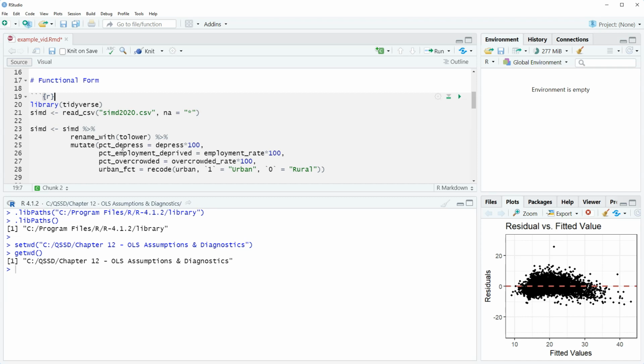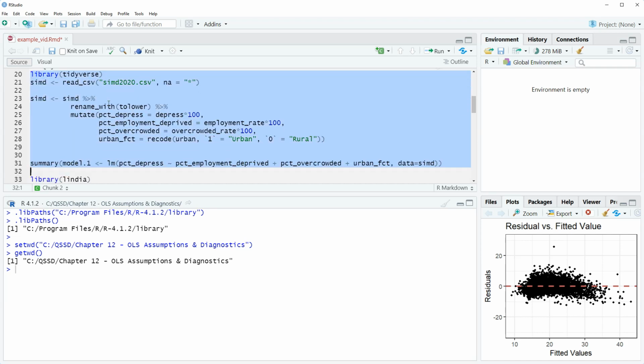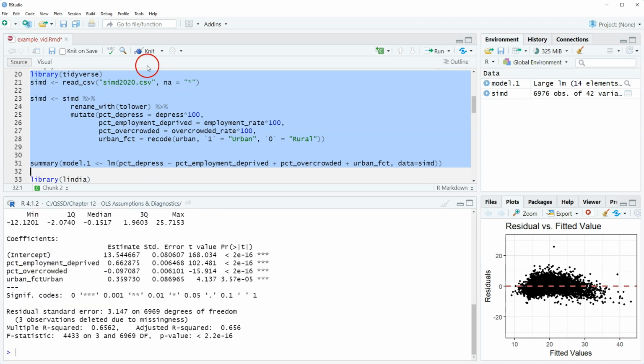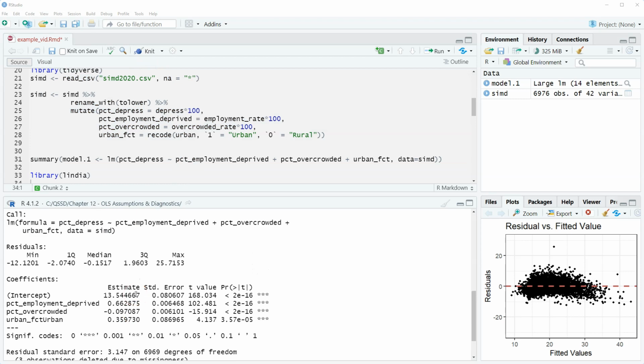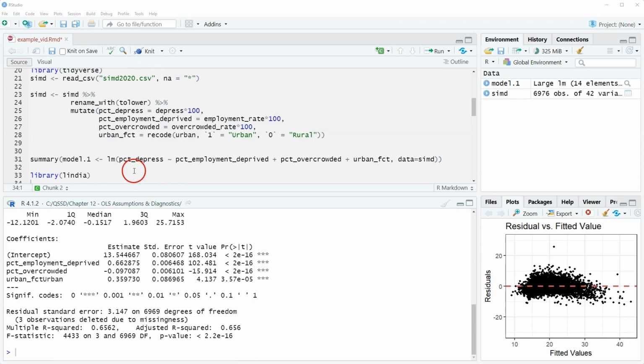We are going to use the regression model we had from Chapter 11, which uses data from the 2020 Scottish Index of Multiple Deprivation. That linear regression model had percent depressed as our outcome variable, and then we had employment deprived, overcrowded, and urban as our predictors. So we're just going to highlight all of this and run it. Okay, so these are the results from last time in the previous chapter that we looked at and talked about.